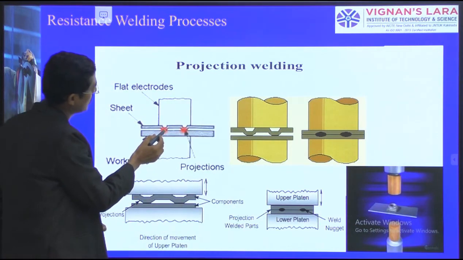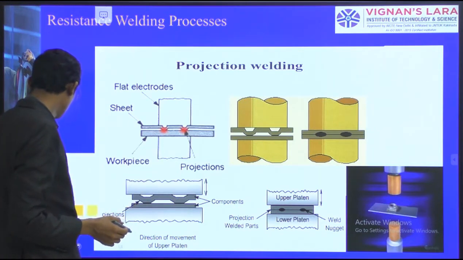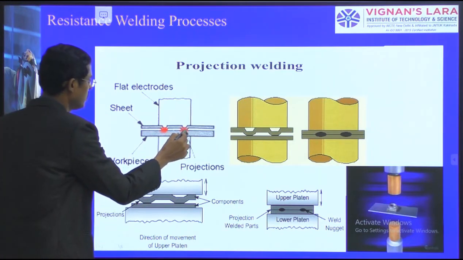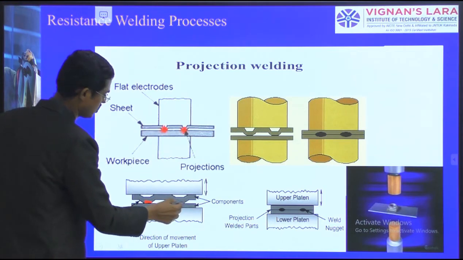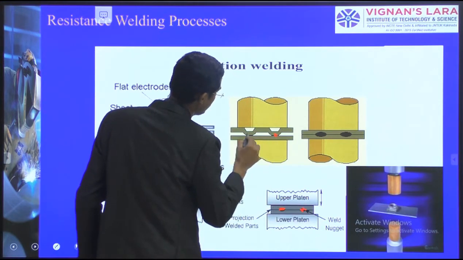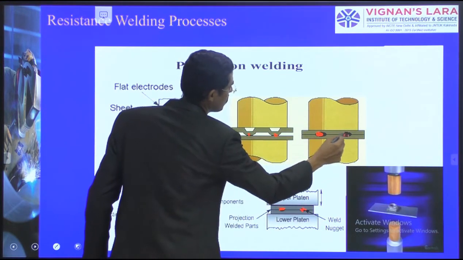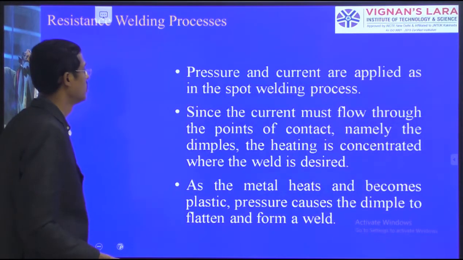So here, the red color denotes the location where the contact heating occurred. Here this location, here the same point, here this point. After welding it becomes like this. So this is some machine setup.